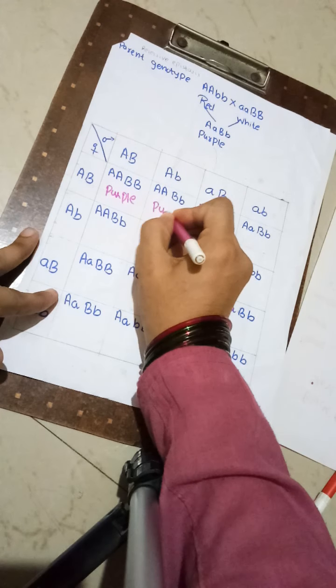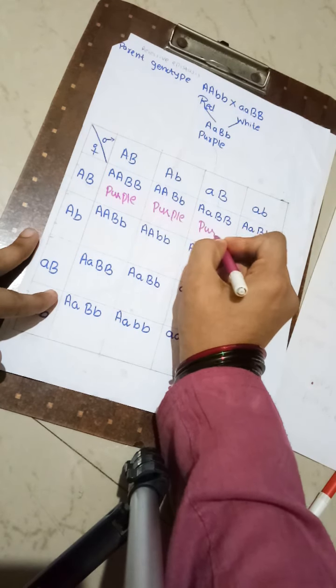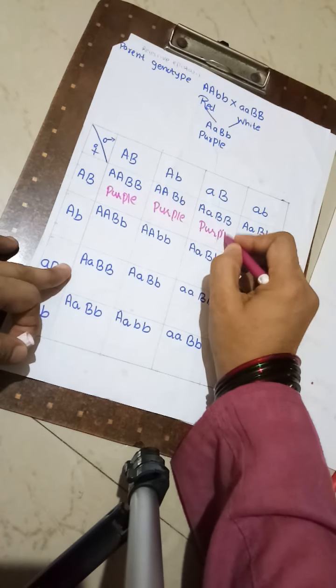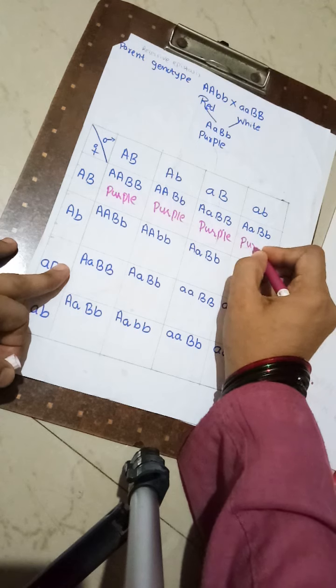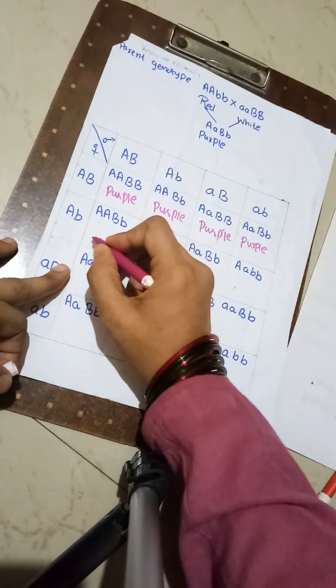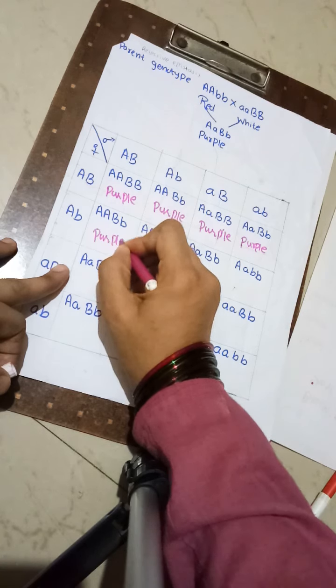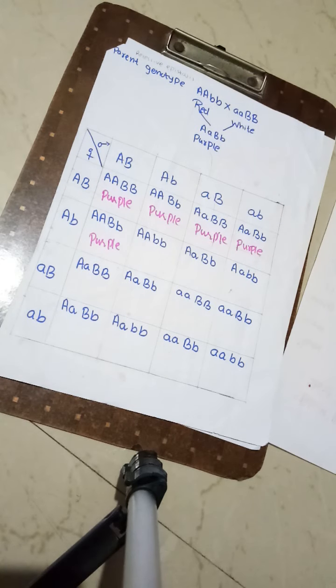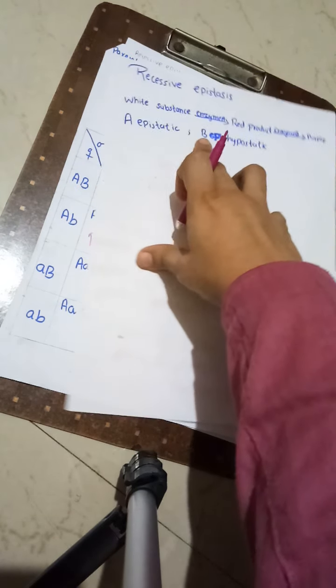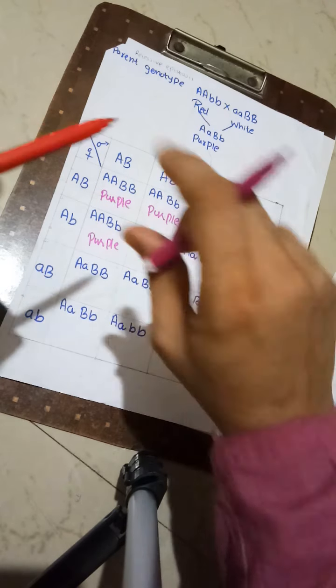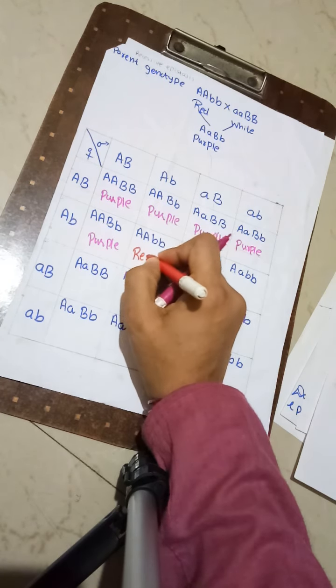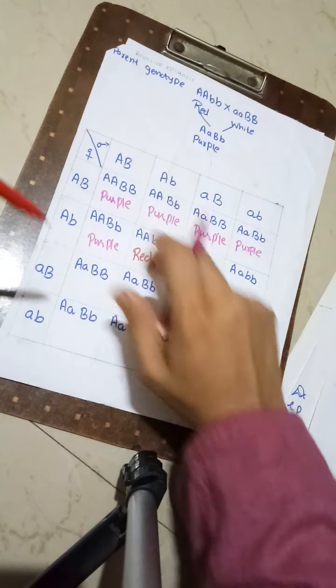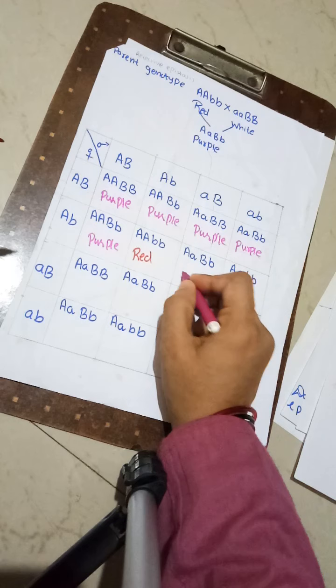This will also be the purple one. This will also be purple. This will also be purple. This will also be the purple one. Now, a point to remember: if enzyme A is present, or you can say only the epistatic is present, it is going to be the red one. Understand? So only A is present, so it can form red color. Here capital A is also there, capital B is also there, so this can form the purple color.